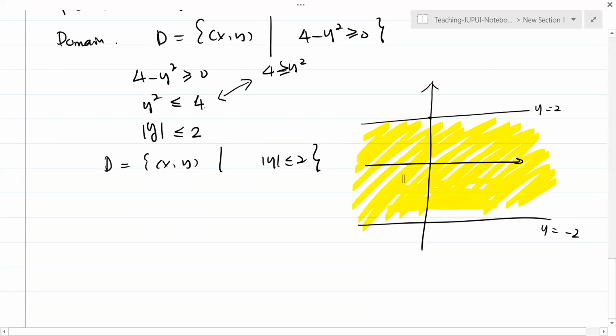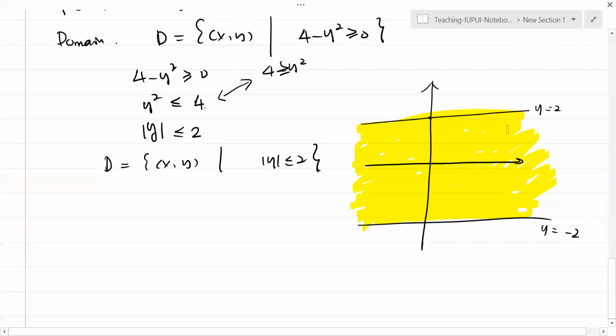So this is the domain of the function. The function is defined on this region between those two parallel horizontal lines. So this is the domain. The function is not defined somewhere else, just outside. It's not defined, including on these two horizontal lines.